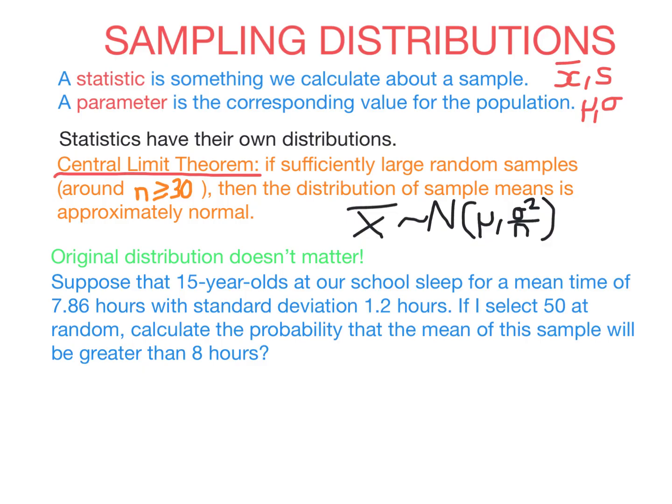What's really interesting about the central limit theorem is that the original distribution doesn't matter. Here we're looking at taking a sample mean from a set of data. That set of data has a distribution, but it doesn't matter if it's not bell-shaped. It doesn't matter what it looks like. The central limit theorem will still apply.